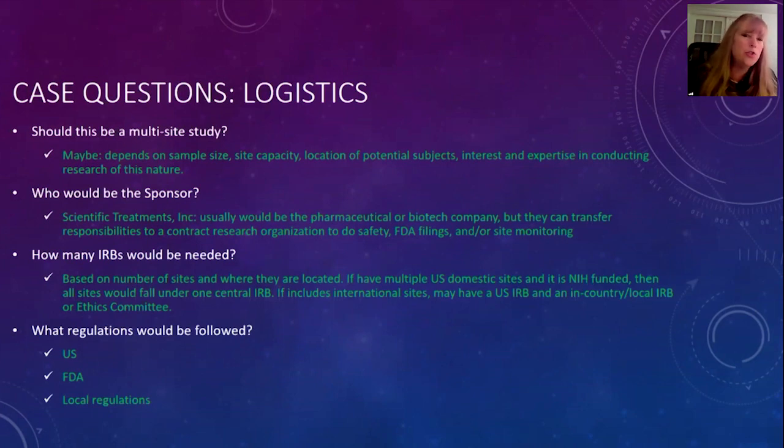Now, how many institutional review boards do you think you will need to review and approve this study? It really depends and is based on the number of sites and where they are located. If there are multiple US domestic sites, as may be the case in this example, and it is NIH funded, then all sites would fall under one central IRB per the regulations. If it includes international sites, most likely there would be an in-country or local IRB or ethics committee as well.